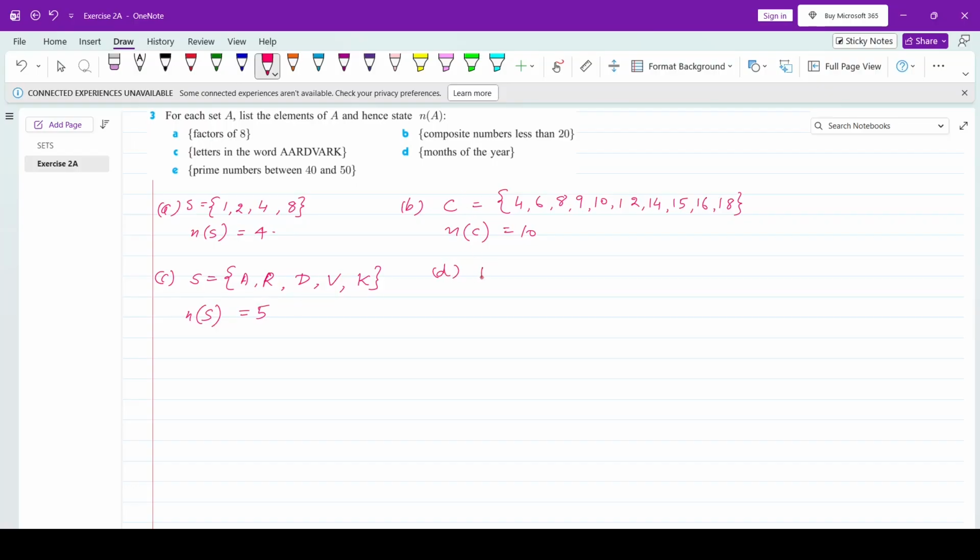So this set, let's say it is M, is Jan, Feb, March, April, May, June, July, August, September, October, November, and December. So this is the set the question is talking about. So we know the number of elements in this set is 12. This is our answer.